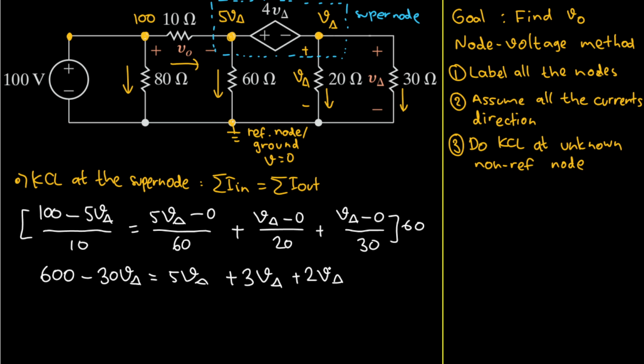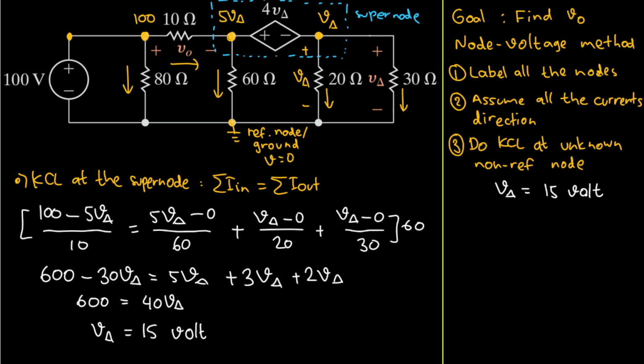Good. Now what can we do from here? I think we can isolate V delta on the right hand side here. 5 plus 3 plus 2, that will be 10, and then plus 30, that will be 40. So I will have 40 V delta. And then from here, V delta is 600 divided by 40. And I think that will be 15, right? V delta is 15 volts. So we get a very important result here, which is V delta is equal to 15 volts.